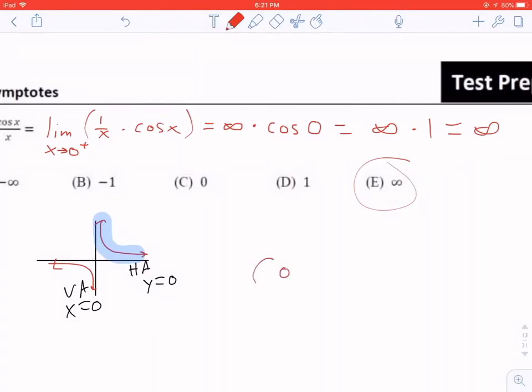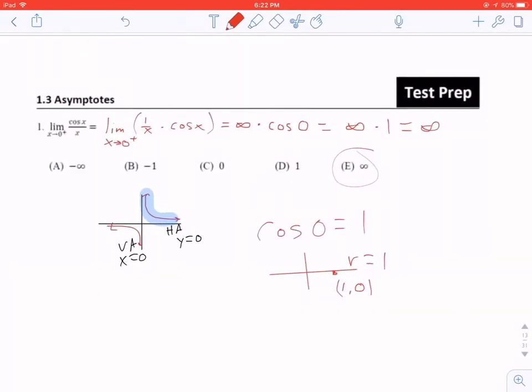Why is cosine of 0 1? 0 degrees is on the positive x-axis. At that point, the x value is any positive number. The y value is 0. The r value is going to be the same as the x value. Cosine is x over r. 1 over 1 is 1. There's problem 1.